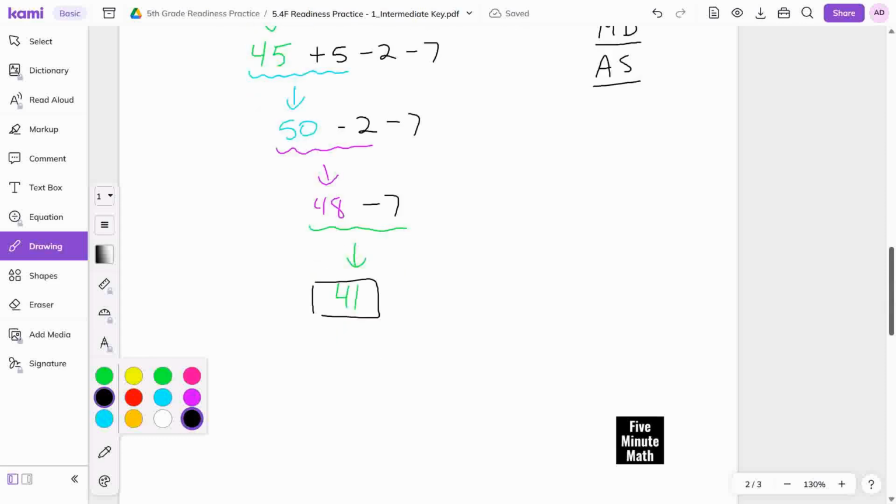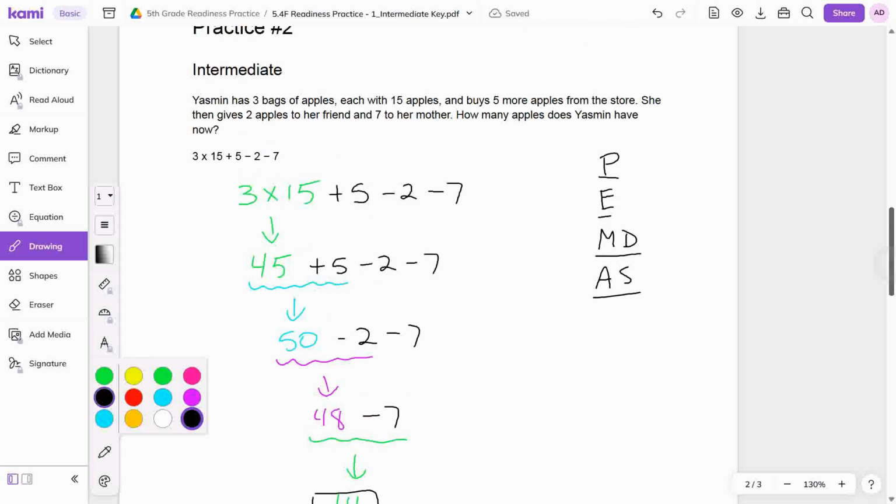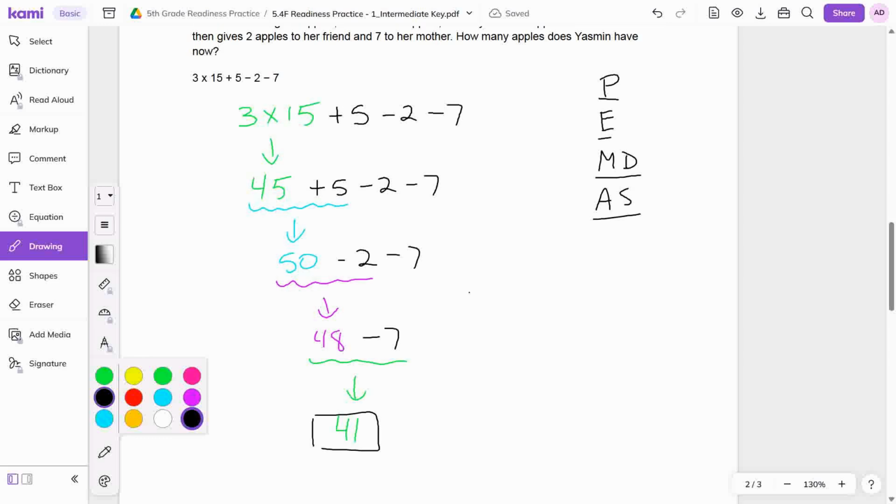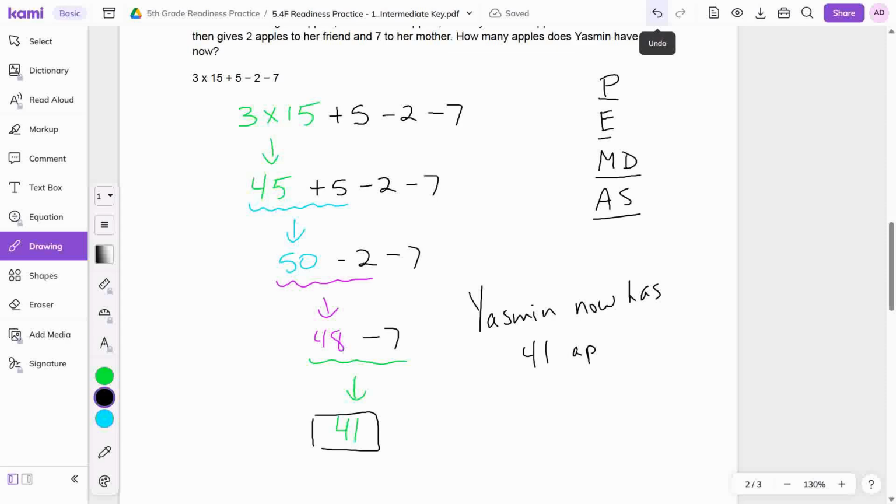And so we can say, how many apples does Yasmin have now? We can go ahead and put this in a sentence. Yasmin now has 41 apples. She bought some. She definitely gave a series of apples away.